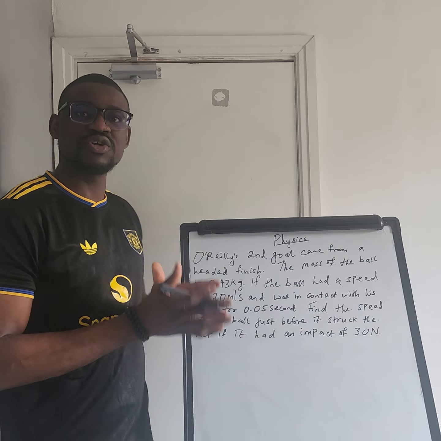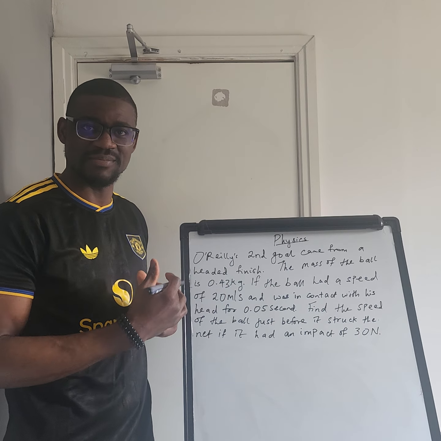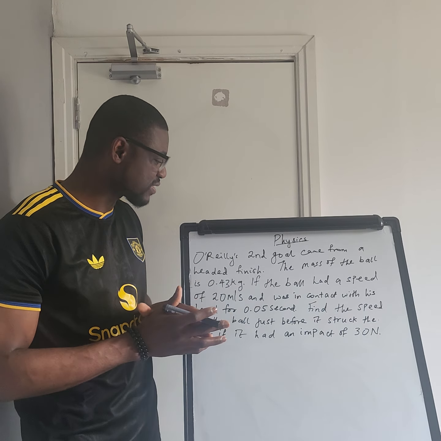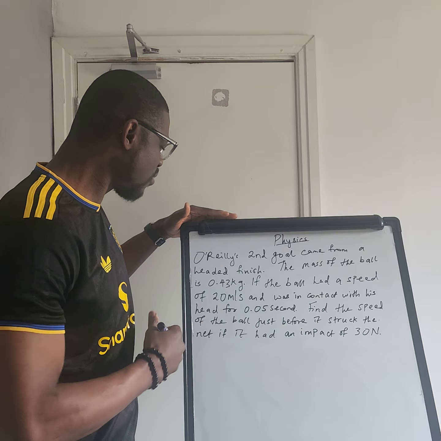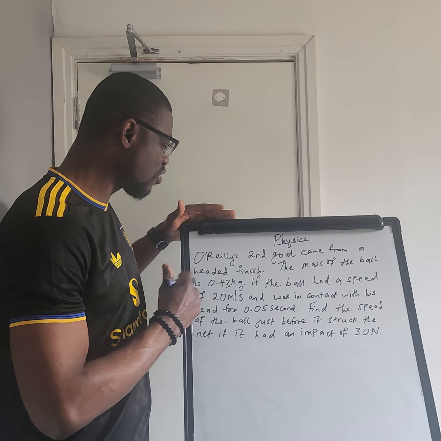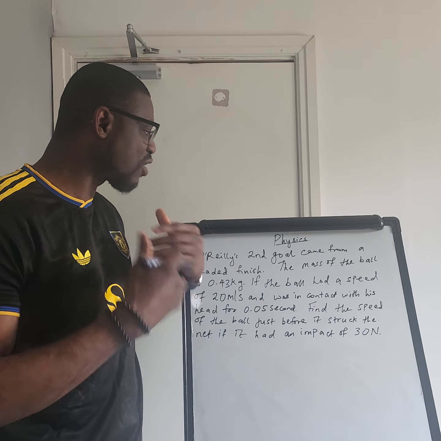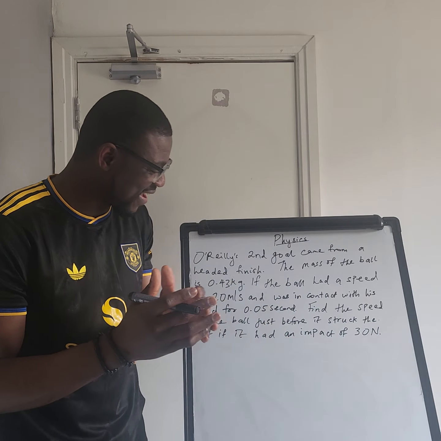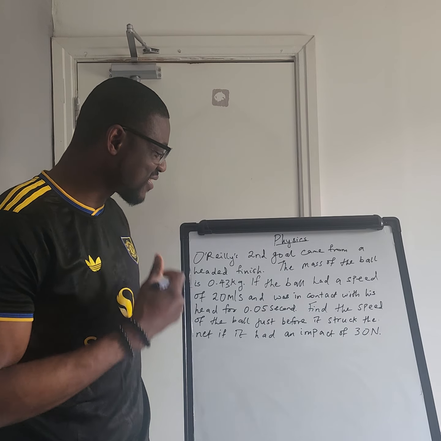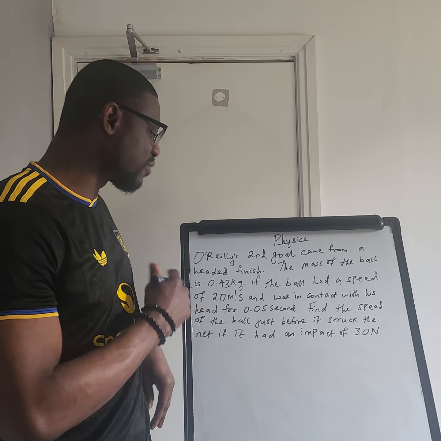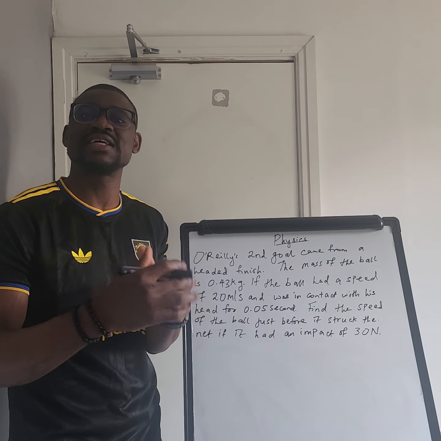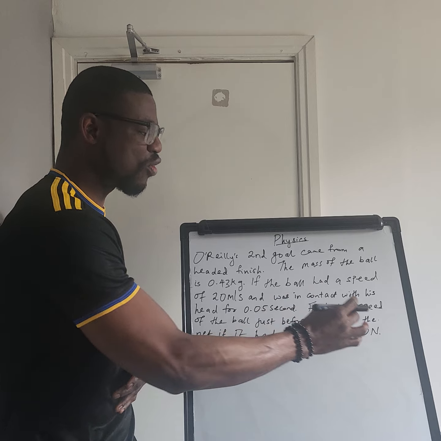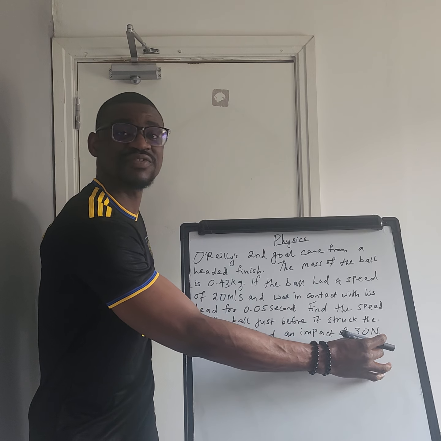So, the clip you just saw is from that game. Let us review it. All right. O'Reilly's second goal came from a headed finish. The mass of the ball is 0.43 kg. If the ball had a speed of 20 meters per second and was in contact with his head for 0.05 seconds, find the speed of the ball just before it struck the net if it had an impact of 30 newtons. So O'Reilly headed the ball with a force of 30 newtons.